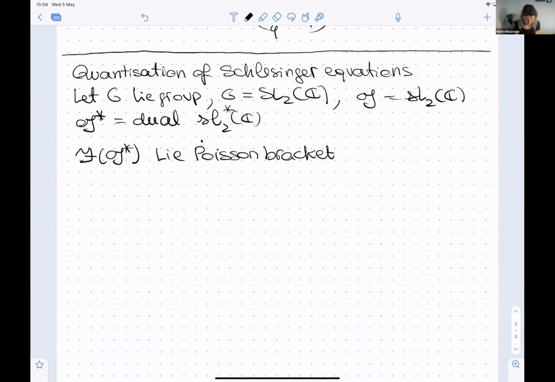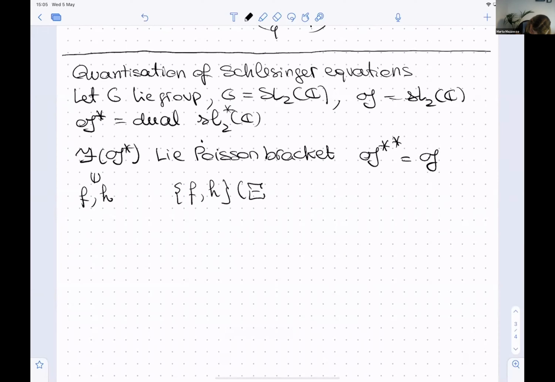And this is constructed in the following way. You identify the dual of the dual with the Lie algebra, and then given any functions f and h on the dual of the Lie algebra, on G star, you define the Poisson bracket between f and h, applied to an element psi in G star. By definition, we take it as a trace.